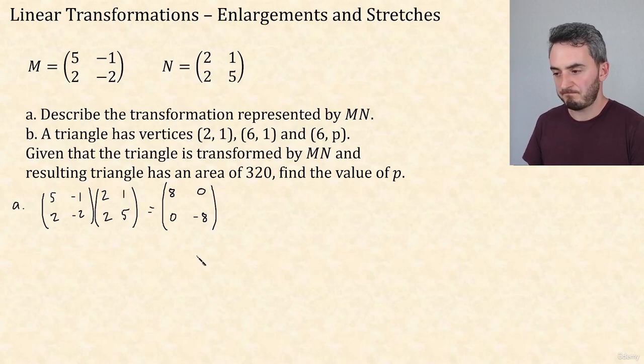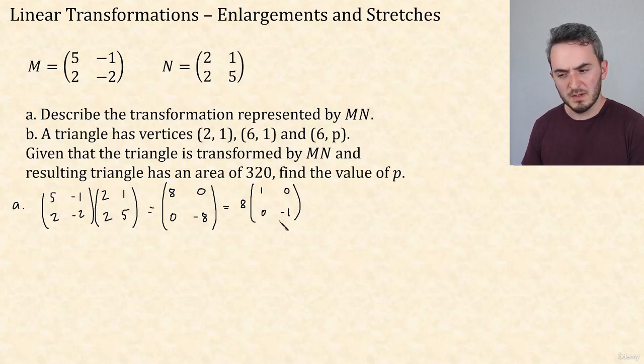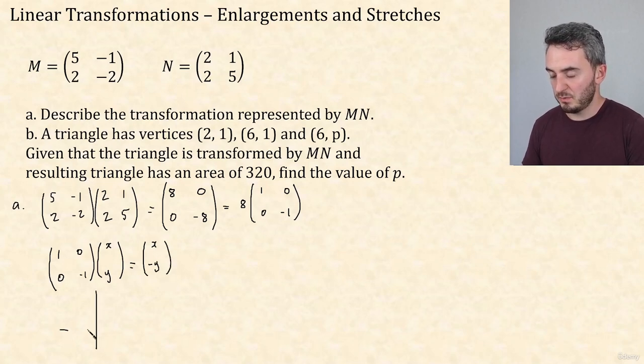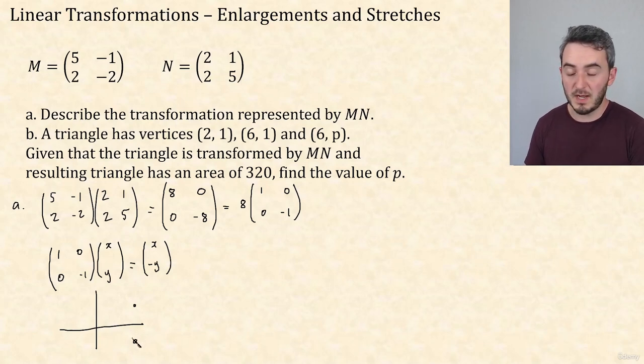Okay, so what is that? Well, this is two things really. If I pull out a factor of 8, I might recognize this from a previous video. That's 1, 0, 0, minus 1. So what does this one do? Well, either you remember, or if you don't, you just work it out. You say 1, 0, 0, minus 1 takes the point x, y, and takes it to the point x, minus y. A little sketch if it helps. That takes the point x, y to x, minus y. It's a reflection in the x-axis.